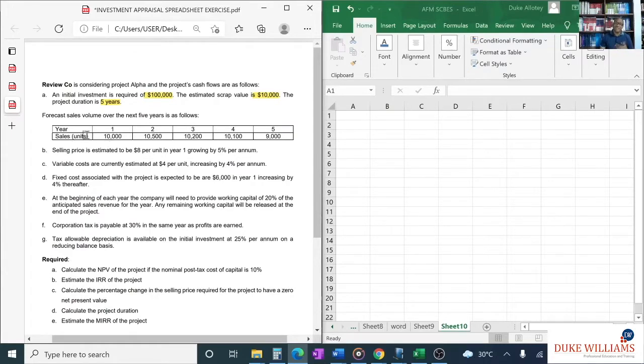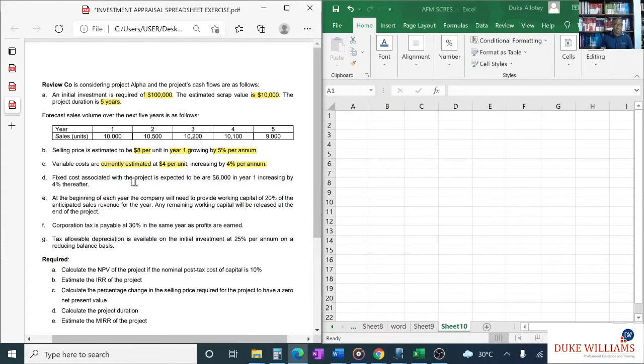Now, typical of any exam technique, usually after reading this, you would want to read the requirement, but I just want to go through this one quickly. Selling price is estimated to be 8 per unit, but notably, it says that will happen in year one. So it means that growth will start from year two and it will grow by 5% per annum. Interesting. Variable cost, it says currently, meaning in today's money, that is at time zero, is stated at 4, and that would also increase by 4% per annum for the next 5 years.